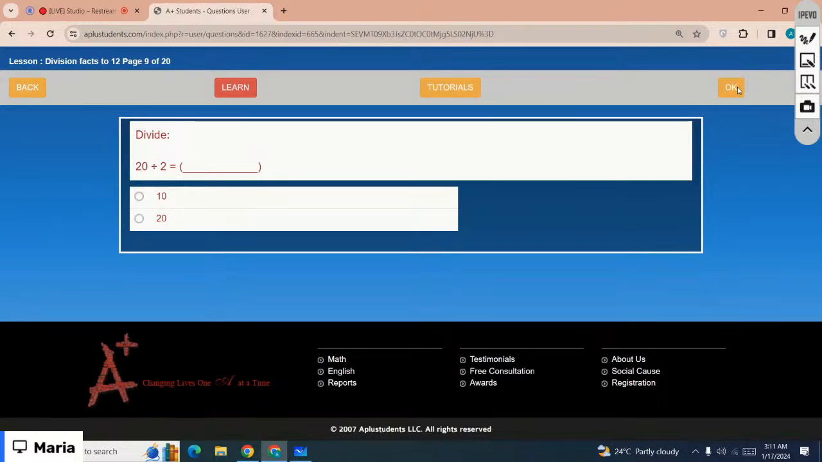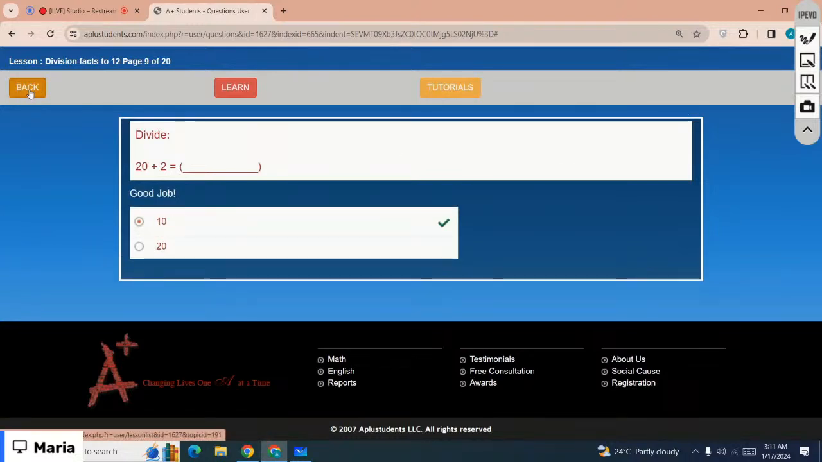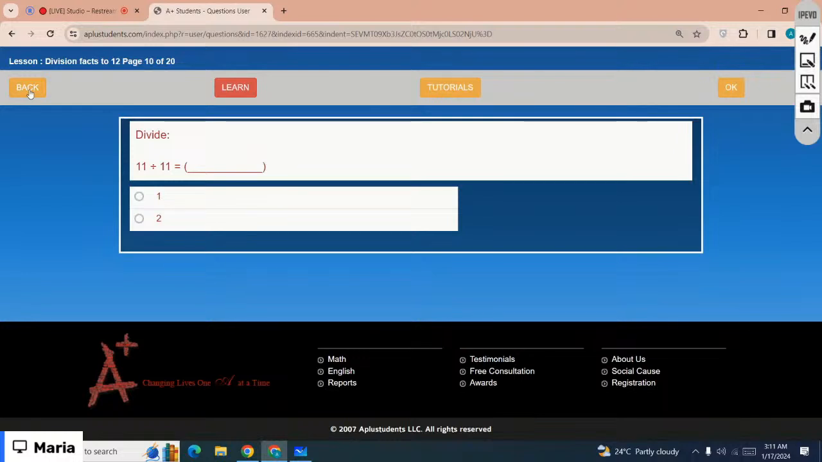20 divided by 2 equals. Yes, that is 2 times 10 is 20. The correct option is 10, right? 2 times 10 is 20. The correct option is 10. Okay, you can complete the lesson by yourself later today, let me just move on to the next lesson, right?